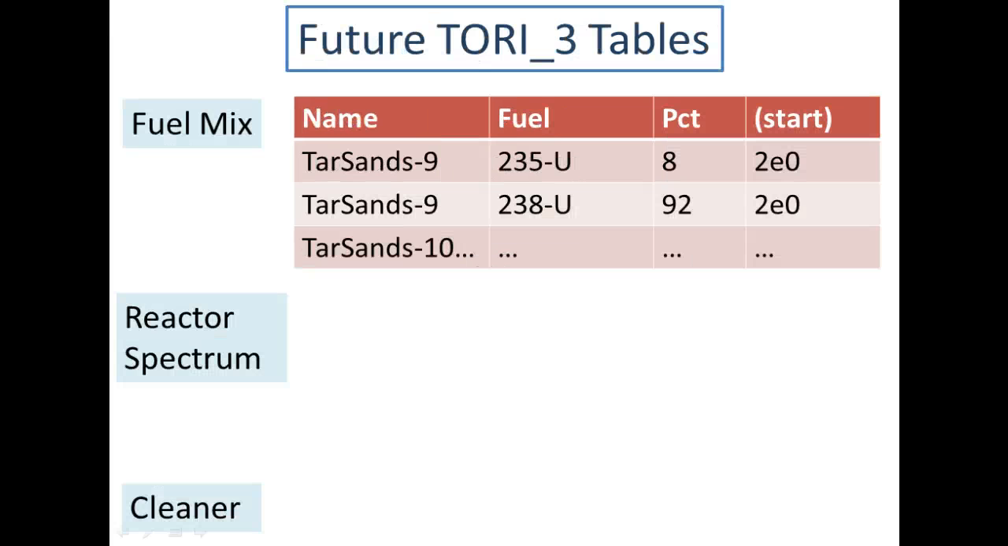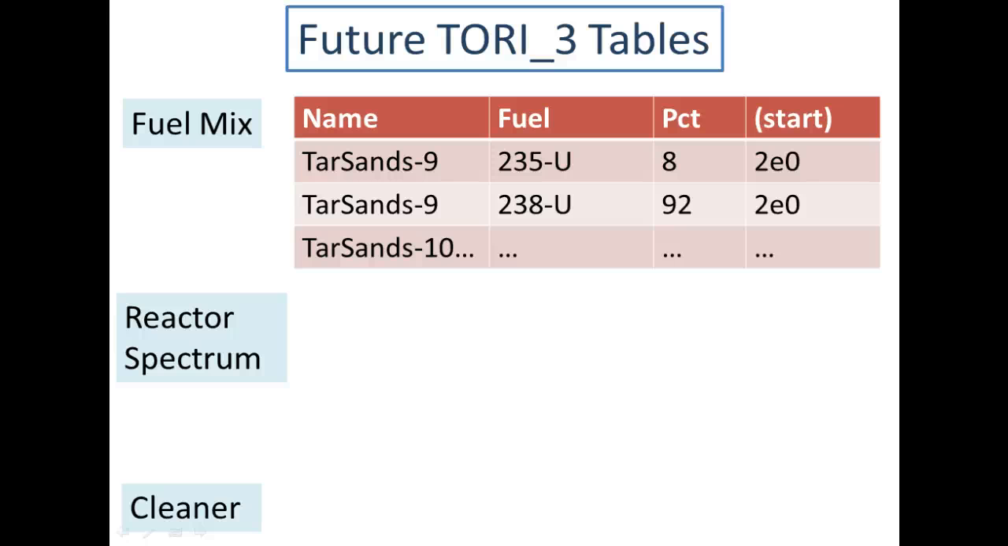The user will select the fuel mix and reactor characteristics before each simulation run. These will be saved in their own tables with their own names for the user's choices. The 9th test run here has 8% enriched uranium. The 238 uranium will fission if hit by a fast neutron, so for some reactors it is fuel. The start column is a future enhancement, hence the parentheses.